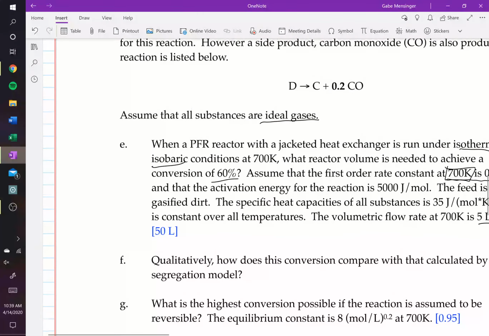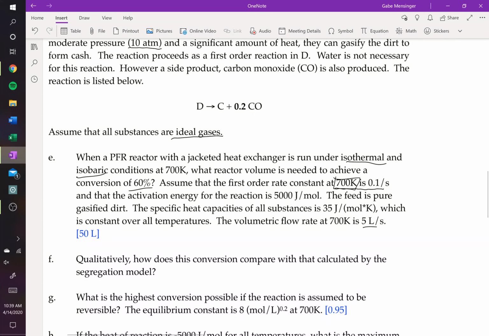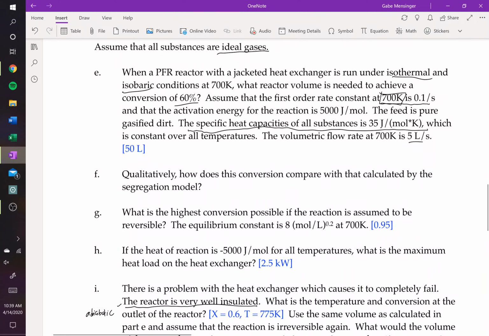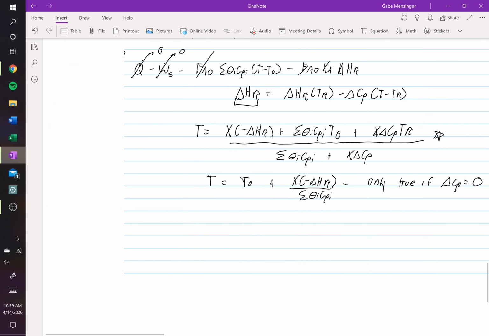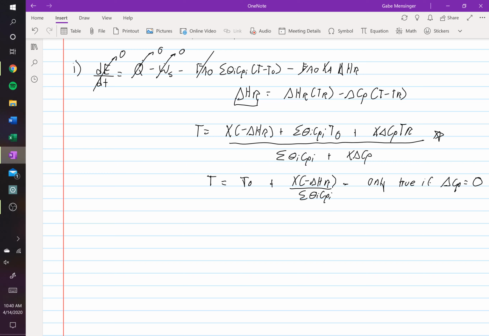So going back up here, let's solve for that real quick. The feed is pure gasified dirt. Specific heat capacities of all substances is 35 joules per mole Kelvin, which is constant over all temperatures. Since they're all the same, I'm just going to call it CP. So we know that delta CP is equal to the sum of nu I over nu A times CP. And again, A is just the limiting reactant.